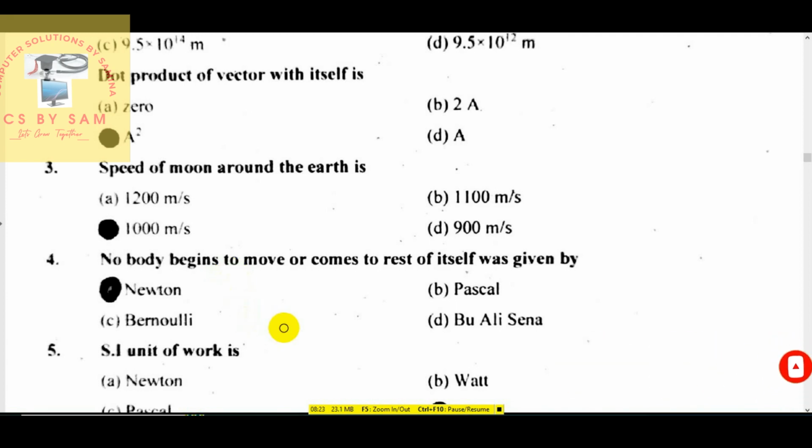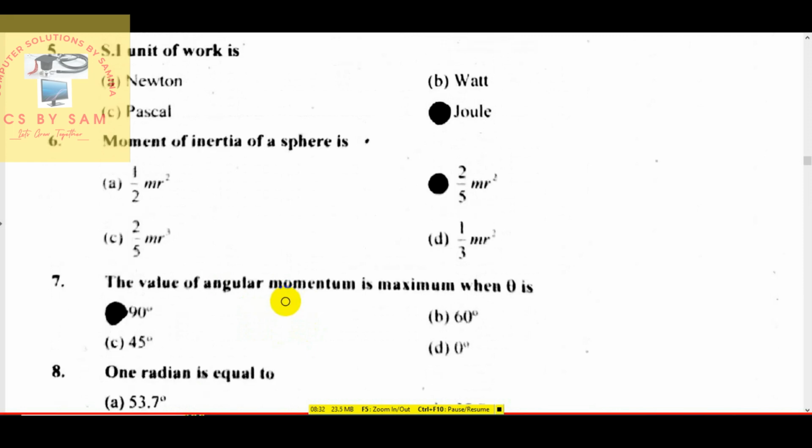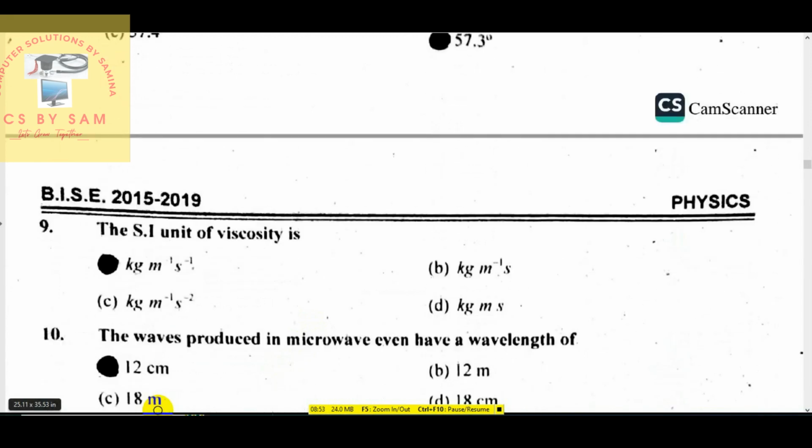Nobody begins to move or comes to rest of itself, was given by Newton. SI unit of work is joule. Moment of inertia of a sphere is 2 over 5 m r square. The value of angular momentum is maximum when theta is 90. The radian is equal to 57.3 degree.